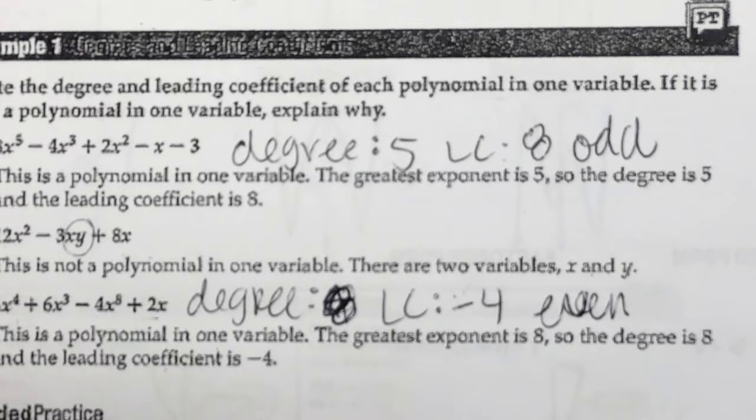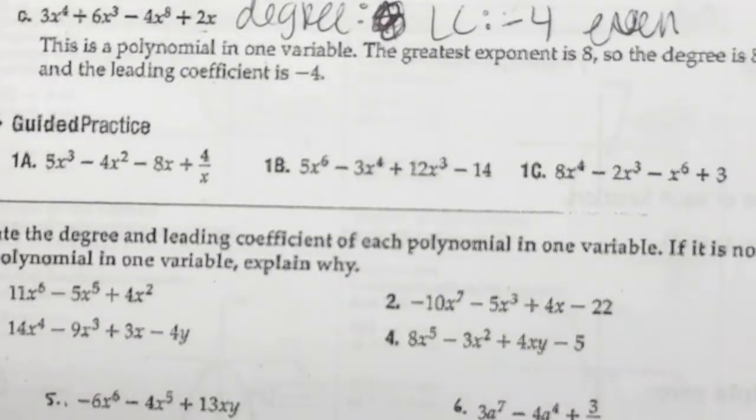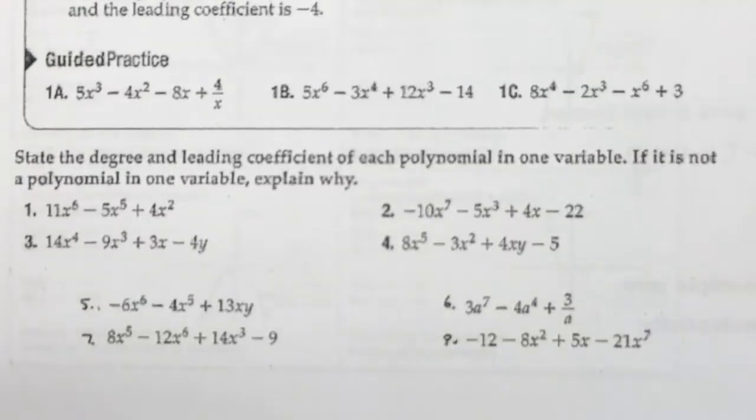Alright, I want you to try 1A through 1C. The first thing I want you to do is just tell me if it's a polynomial in one variable. Right? Yes or no. If it's no, circle why it's not a polynomial in one variable. So just write yes or no. If it's no, then circle why it's not.